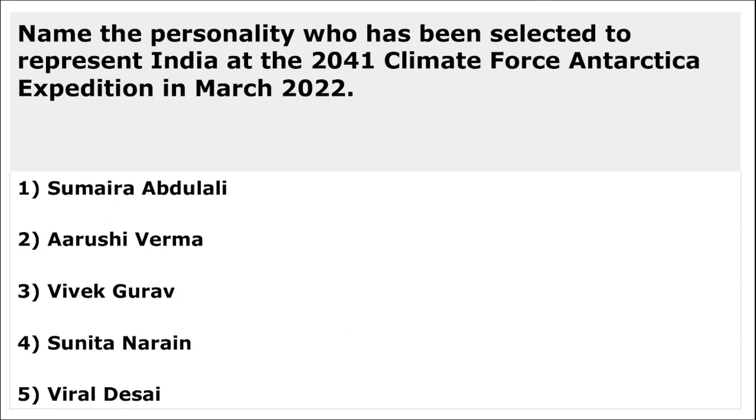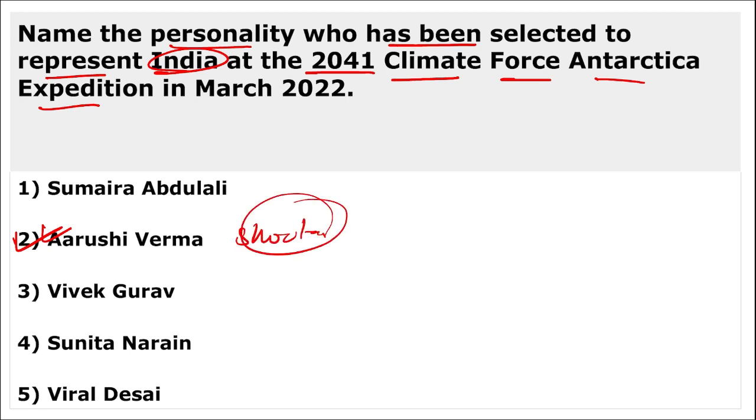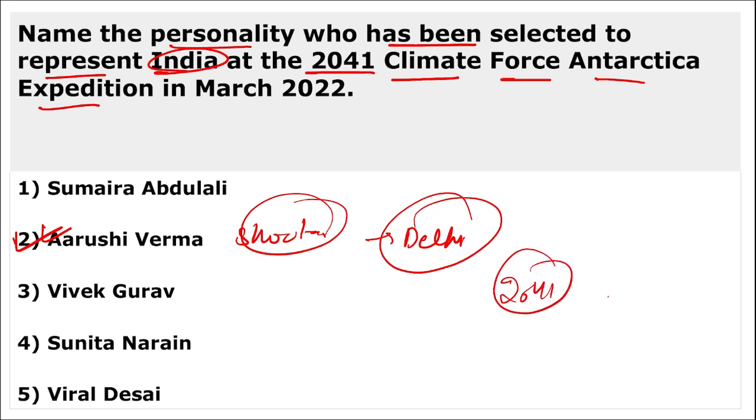Next, name the personality who has been selected to represent India at the 2041 Climate Force Antarctica Expedition in March 2022. She is Arushi Sharma. She's a national level shooter and an environmentalist hailing from Delhi. So she is from which state? She is from Delhi. She has been selected to represent India at the 2041 Climate Force Antarctica Expedition, which is to be held in the month of March 2022.